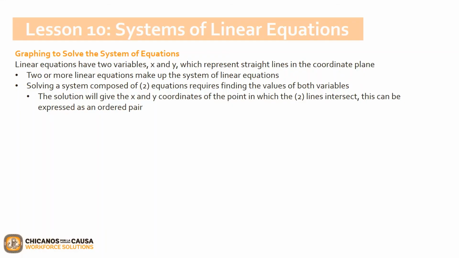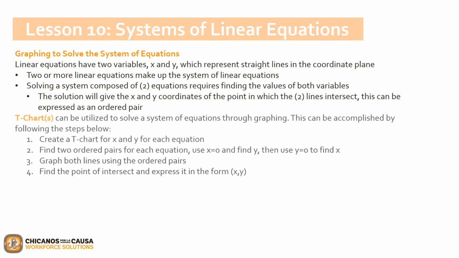All right, so let's go ahead and talk about graphing to solve a system of equations. Linear equations have two variables, as you know, x and y, which represent straight lines in the coordinate plane. Two or more linear equations make up a system of linear equations. Solving a system composed of two equations requires finding the values of both variables. So it's really similar to what we have done prior. The solution will give the x and y coordinates of the point at which the two lines intersect. This can be expressed as an ordered pair.